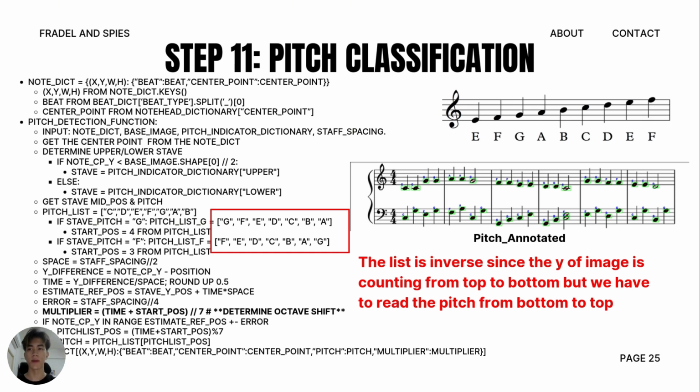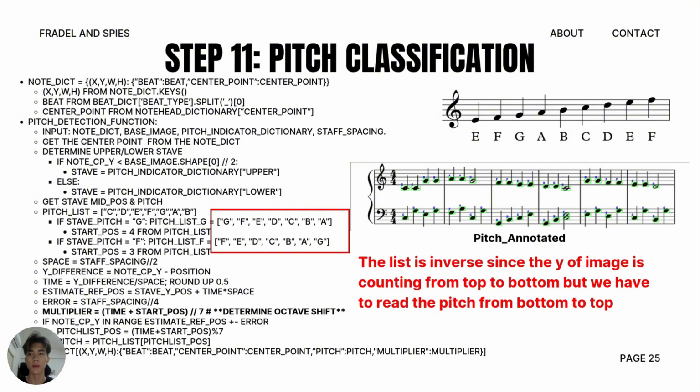Here is the most complicated part of our project. The function for pitch classification receives as input, first, note dict, which contains the box of the note head, beat type, and note head center point. Second, the base image for drawing the box and label. Third, the pitch indicator dictionary, which is the position of the staff line and its pitch that we gain from step 9. Fourth, the staff spacing that we gain from step 6.